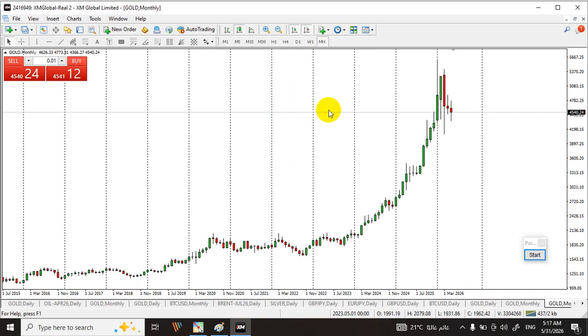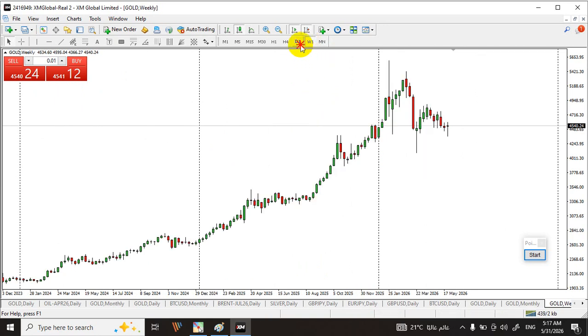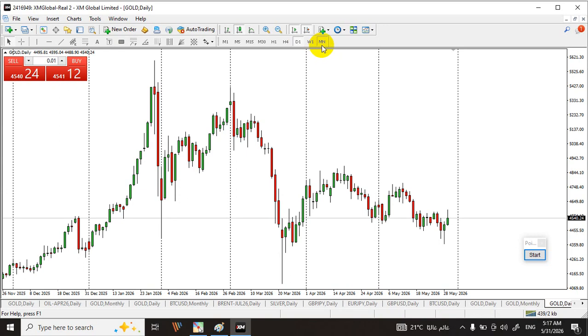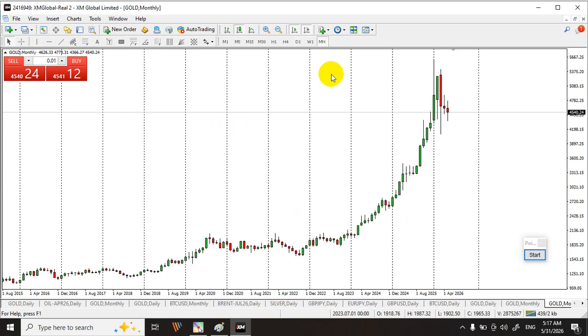When not to trade. If the time frames are not aligned, for example, monthly is bullish, weekly is mixed, daily is bearish, then we do not trade. This is called a no-trade zone. In this case, staying out of the market is the best decision.